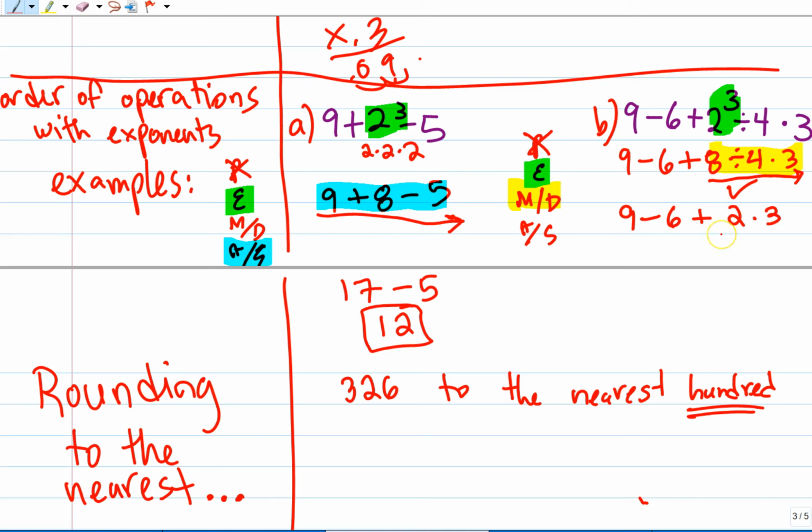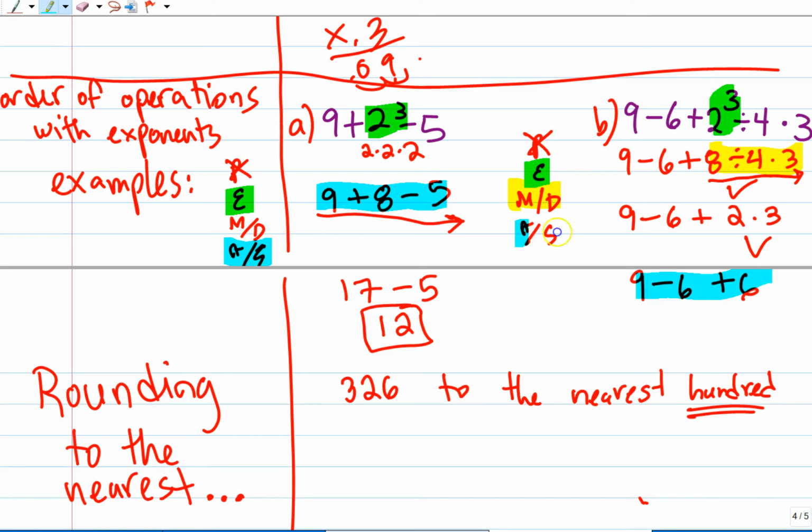Now do I start subtracting and adding? No. We're not done with the multiplying and dividing. We multiplied the 2 and the 3 first. 9 minus 6 plus 6. Now we have the adding and subtracting.